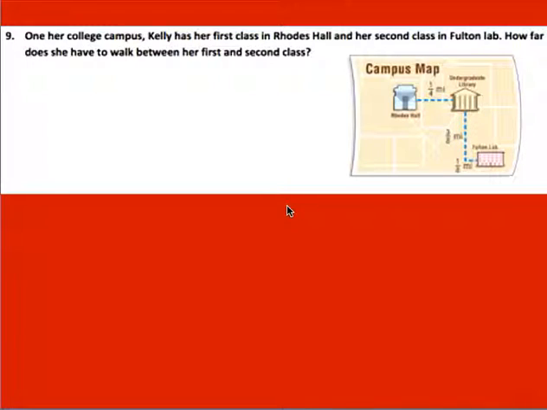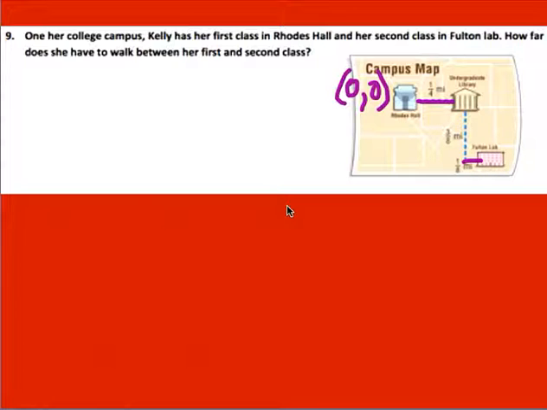Next, let's go ahead and take a look at this college campus problem. So on our college campus, Kelly has her first class in Rhodes Hall. Well, let's call Rhodes Hall (0, 0). Okay, and her second class is in Fulton Lab. How far does she have to travel between her first and her second class? Okay, well, it looks like she goes 1/4 of a mile over and 1/8 of a mile over.